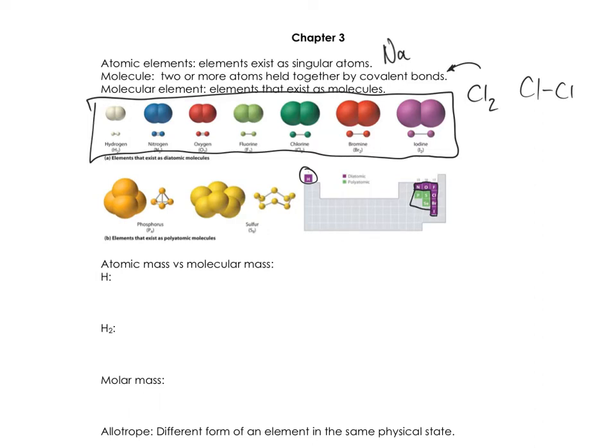polyatomic molecules. Phosphorus exists in what's called a tetrahedral conformation, as P4. Sulfur exists in what's called a crown conformation as S8. Now, this isn't to say that sulfur doesn't exist by itself in a molecule. For example, thiocyanate. Right? Sulfur is covalently bonded to carbon. That's totally okay. It's not like it has to be S8.